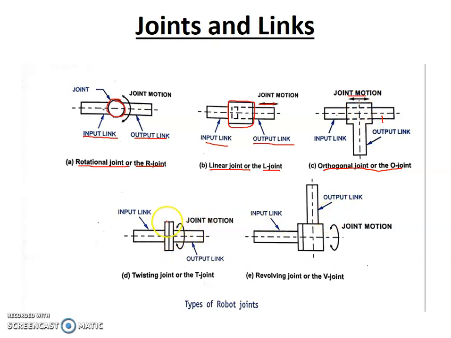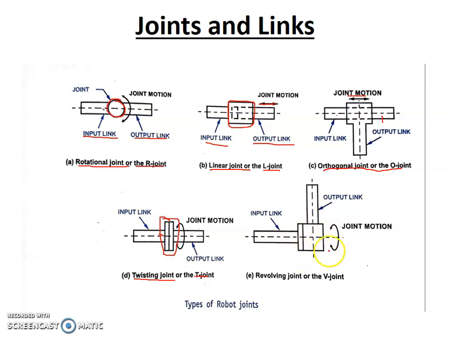Here we have another joint called the twisting joint, or it's also called the T joint. Here we have an input link and this is the output link, and these two links are joined using a joint. That joint is called the twisting joint. When the input link twists, the output link will also get the twisting. So this joint can have twisting motion.